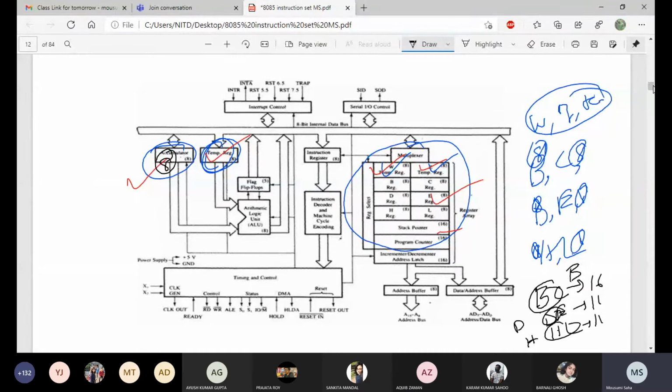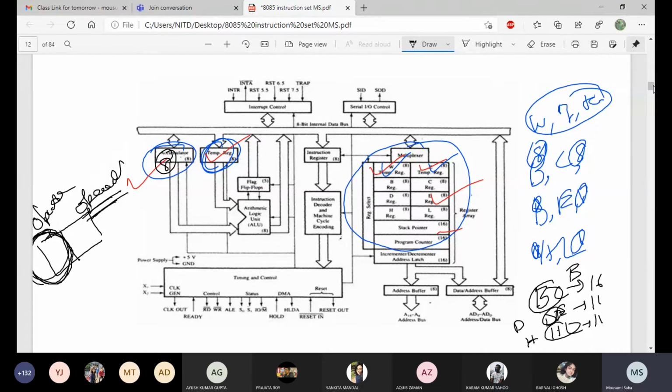What are the registers you can use? Actually, if you consider one instruction, you have two parts. One is called the opcode, another is called the operand. For the operand, we basically use the registers: the accumulator, B, C, D, E and H, L. And the opcode is the basic or main information of the instruction.